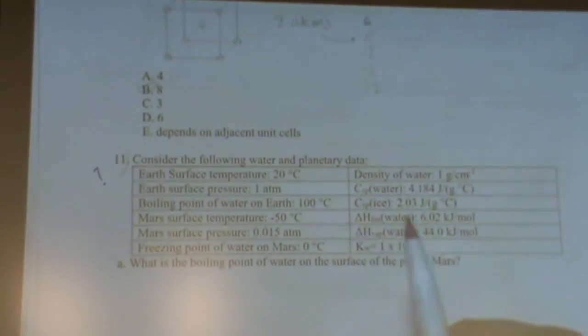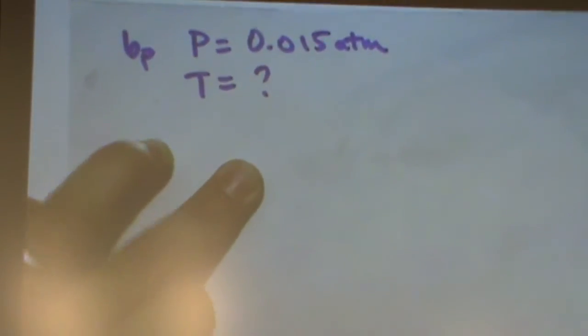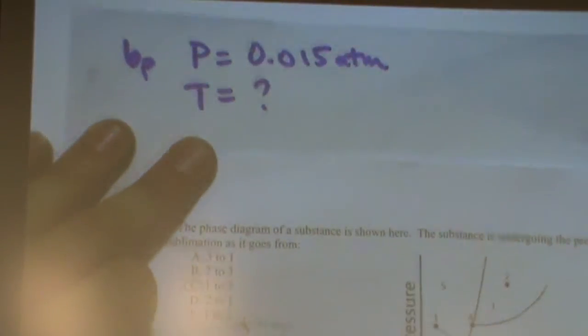Okay? So, let me write that down. On Mars, the boiling point of water, the pressure is 0.015 atm. What's the temperature? What's the boiling point of water? 100, you better double check because sometimes it's different on different planets. Oh, boiling point of water on the surface of Mars, that's what we want to know. So don't assume it's 100. It's not necessary. Okay. Now, I need to do the Clausius-Clapeyron.